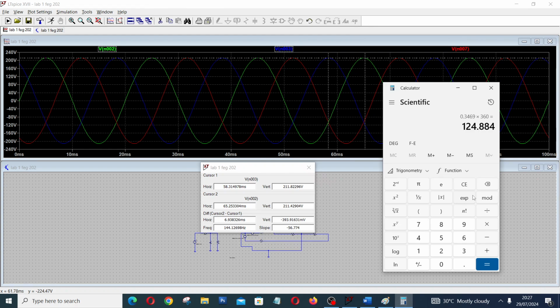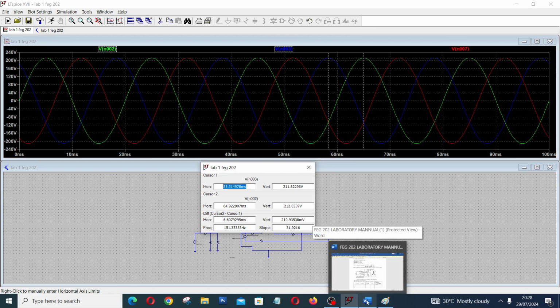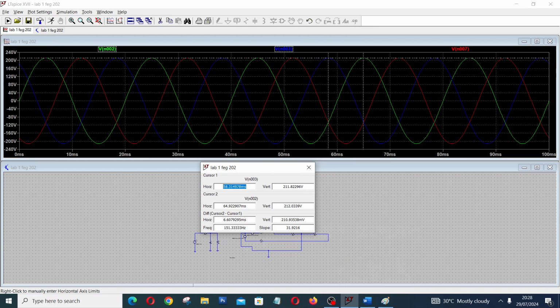I think this separation is too much. Let's try to get a more fine-tuned value. Let me get, okay, look at what I did here. It's not actually at the peak point. So 6.60. So let's try to rework our calculation.